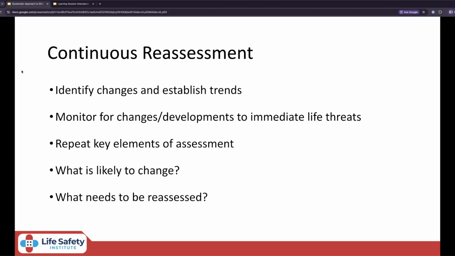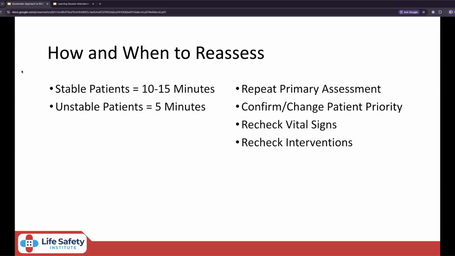So I can't really tell you exactly what to check or what to reassess, but use your head, right? Like if you've done something, recheck it, right? If something is likely to have changed, recheck it, right? So this is going to be patient by patient, call by call, but figure out, okay, what's the likely thing to change? Recheck it, reassess it.